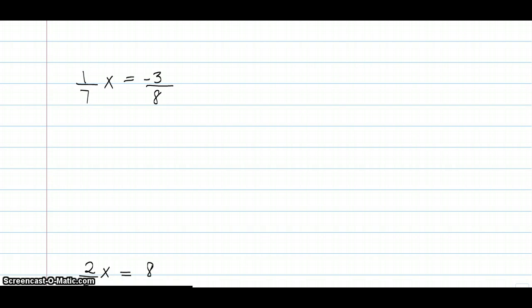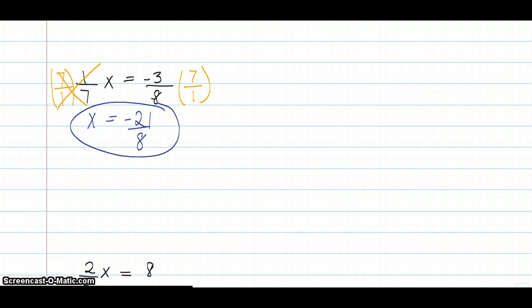Okay, now we have 1/7 x is equal to negative 3/8. I've got a fraction. I want it to go away. What do I do? I'm going to multiply by the reciprocal. So that's going to cancel out. So now I have x is equal to negative 3 times positive 7 gives me a negative 21. 8 times 1 gives me 8. Let's see, that won't simplify, so I get x is equal to negative 21/8.